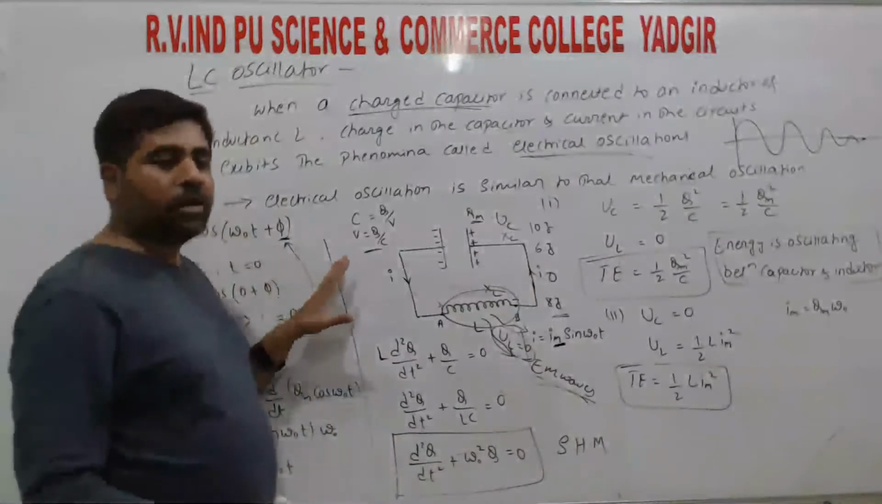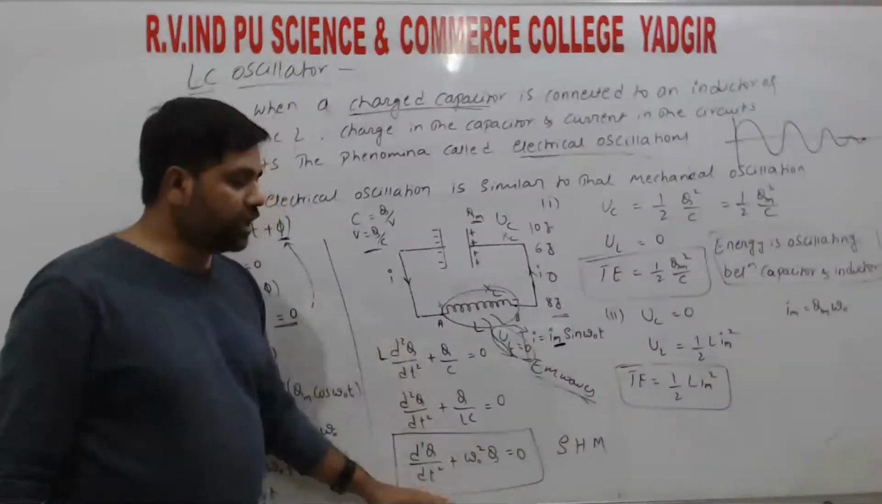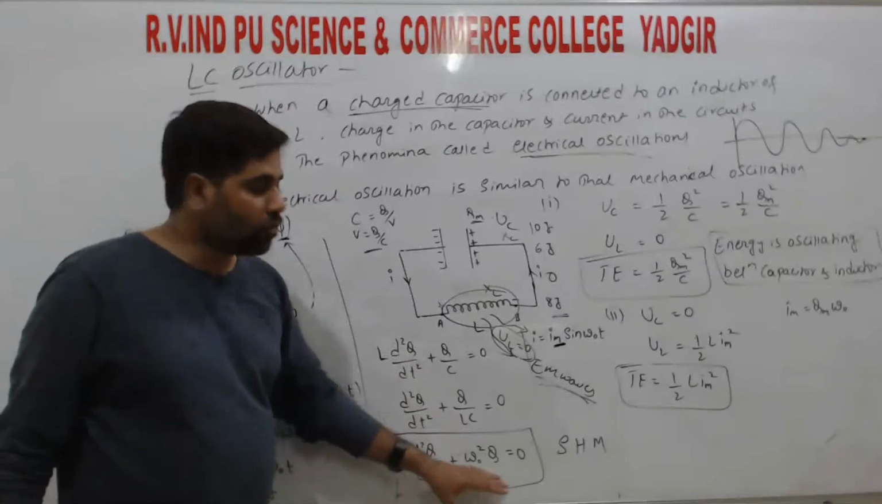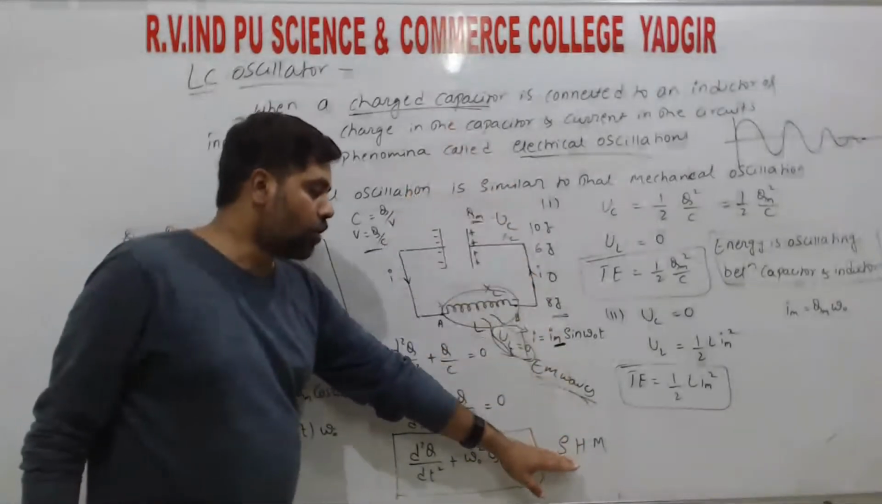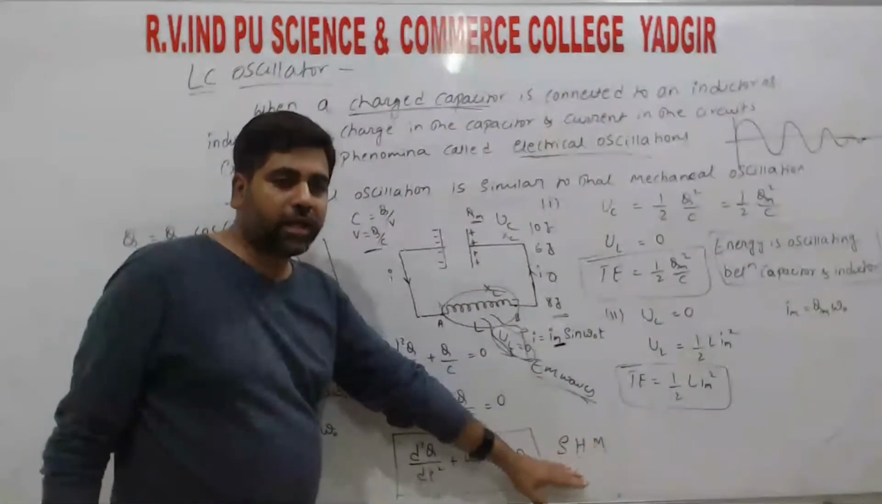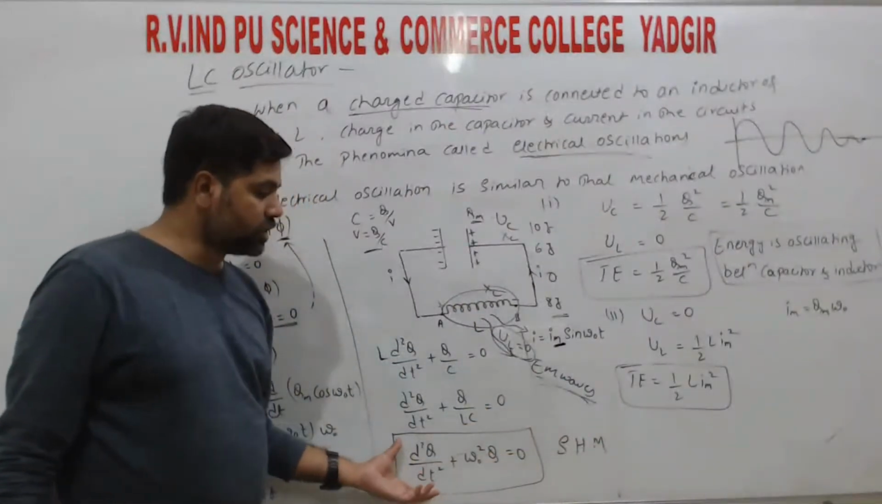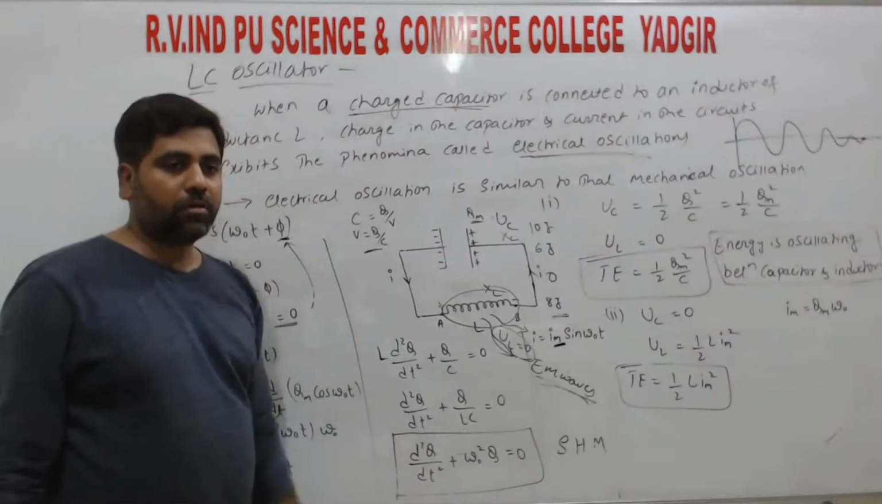So if they ask for 3 marks, then up to here we need to write the explanation. We need to prove that the LC oscillator exhibits simple harmonic motion, which we represent by this equation, right.